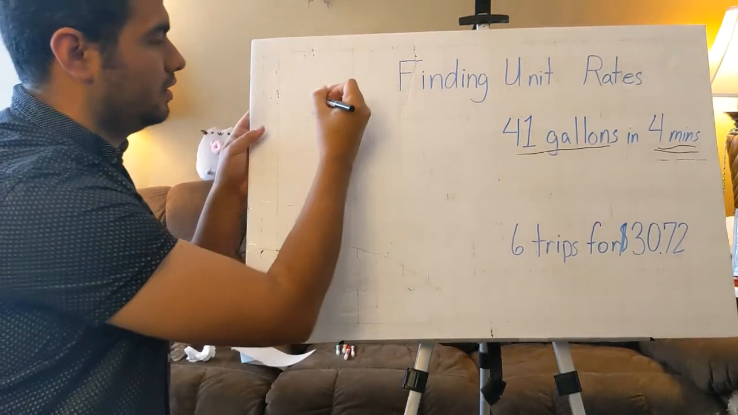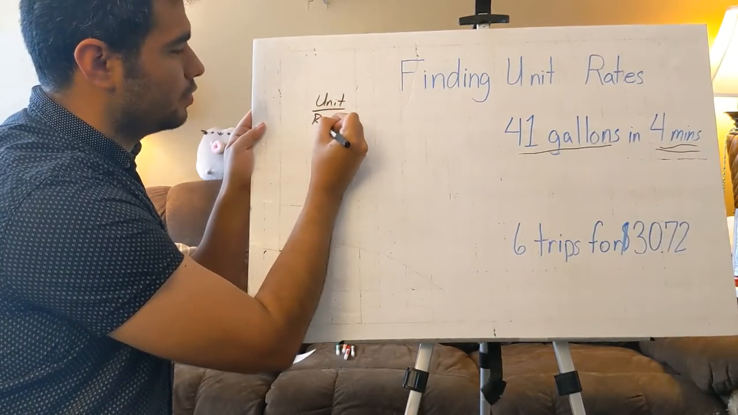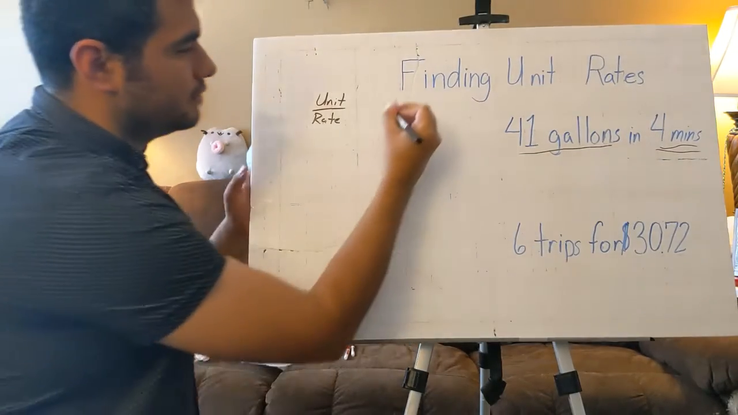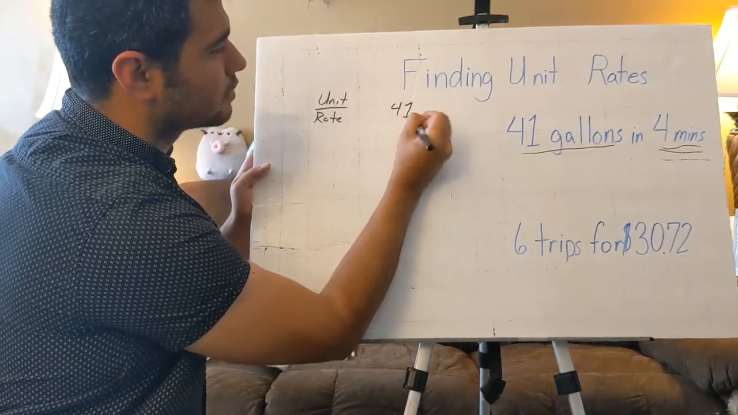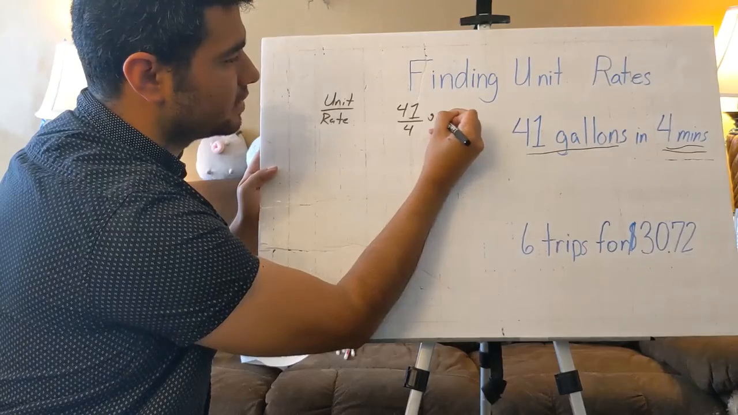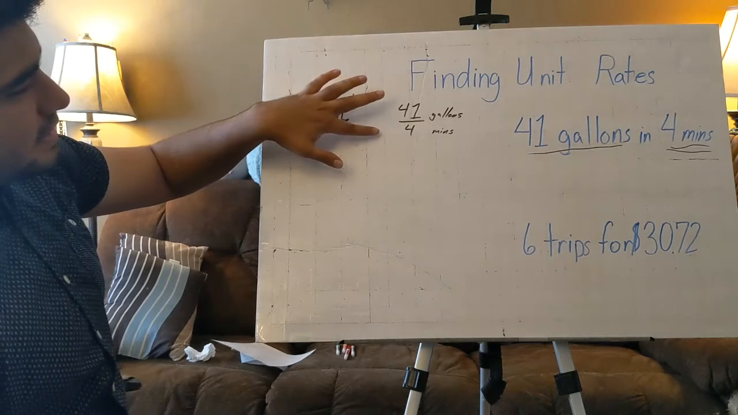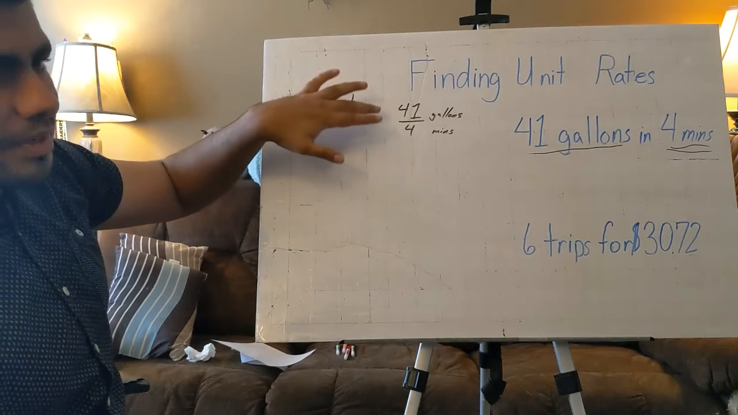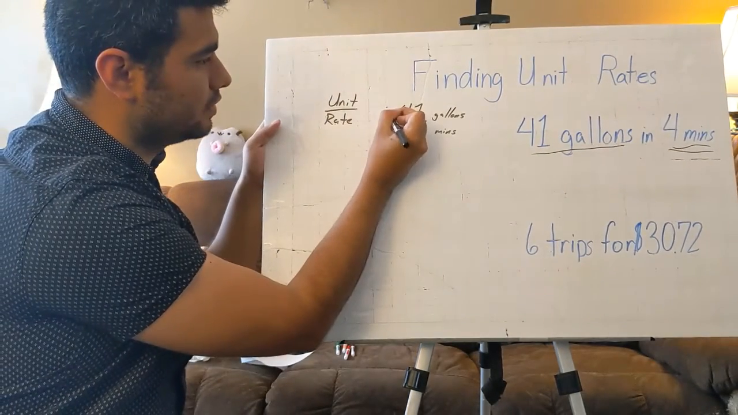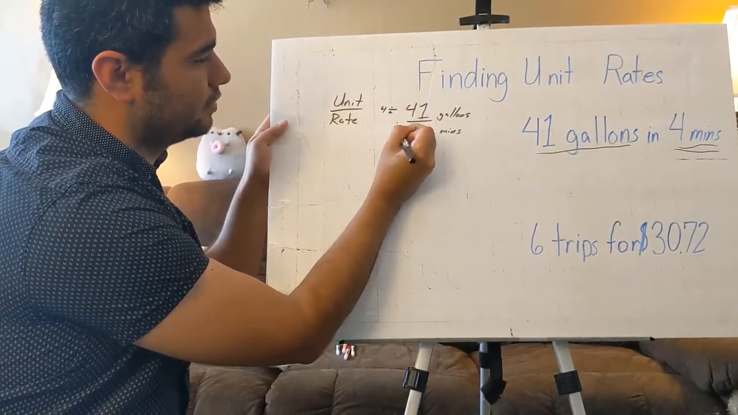Now, the way that I'm going to do this, I'm going to put this unit over rate. Now, I have 41 over 4. This is minutes, this is gallons. Now, I'm going to divide these by the same number that's easiest to work with. I have a 4, so I'm going to divide them both by 4. So, divide by 4.